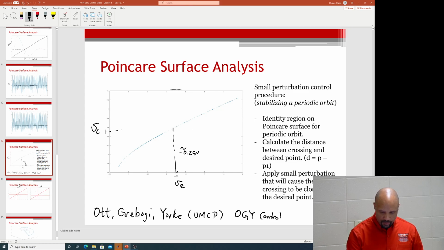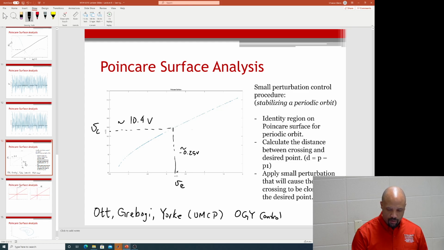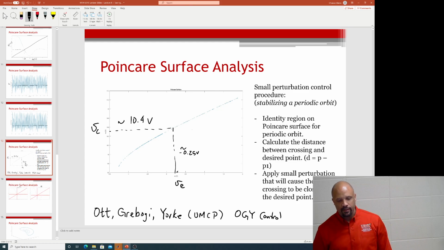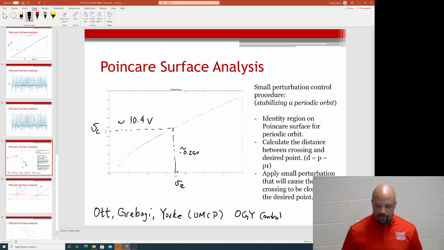So it's probably more like right there, and kind of right there. So somewhere roughly in the 10 point, my writing skills, roughly 10.4 volts, something like that. That's the fixed point. That's where it wants to be. That's where it wants to stay.